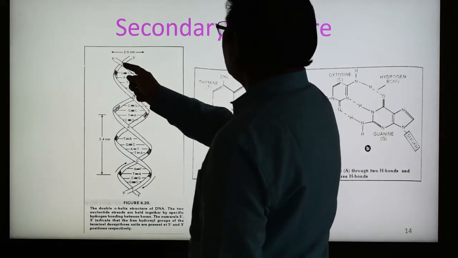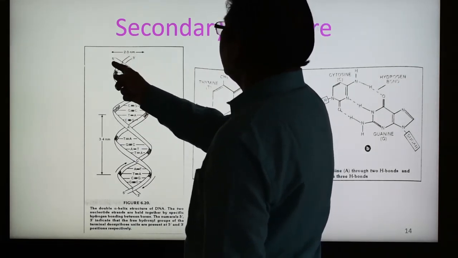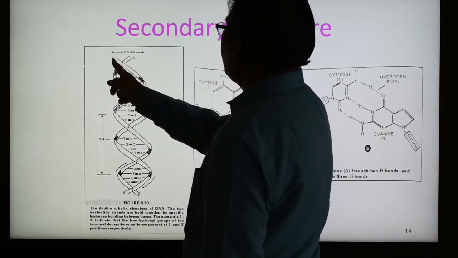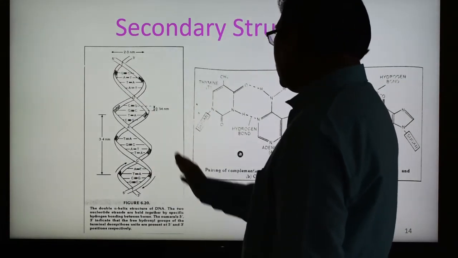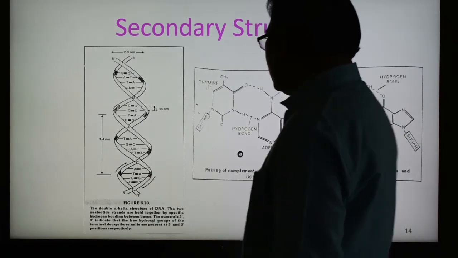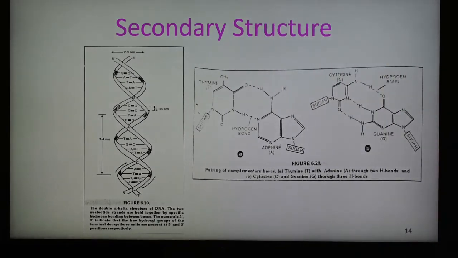Here this is the coil type structure. See here, in nanometers the structure is shown. This is the 5th carbon, this is the 3rd carbon. So they are coiled, this helix like structure is obtained, and these are the pyrimidine bases here. So they join in this way and form this type of structure.